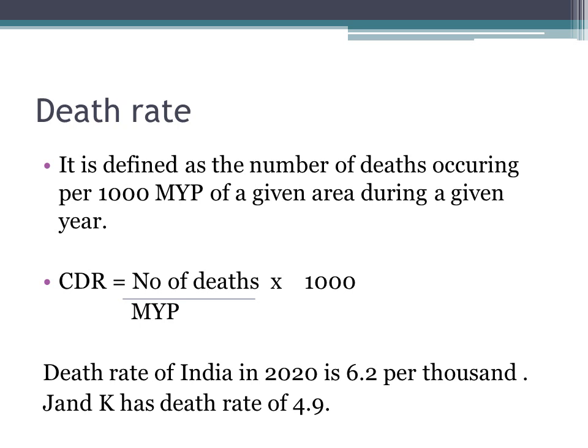Now comes the death rate. It is defined as the number of deaths occurring per thousand mid-year population in a given area during a given year, and is computed by dividing the number of deaths by the mid-year population into 1000. The death rate of India at present is 6.2 per thousand, but J&K, having better indicators, has a death rate of 4.9.